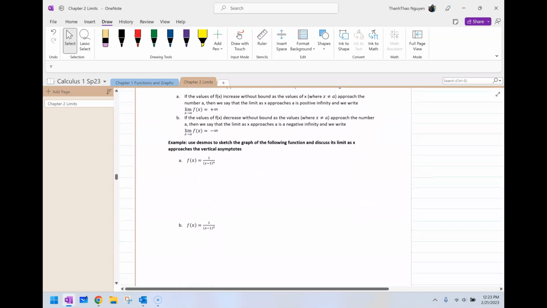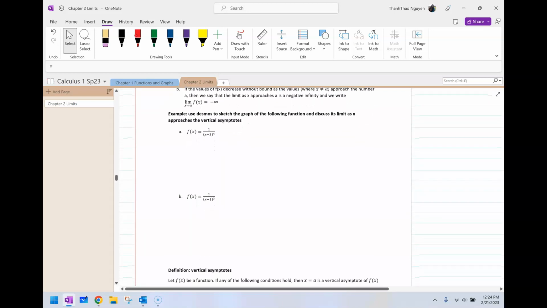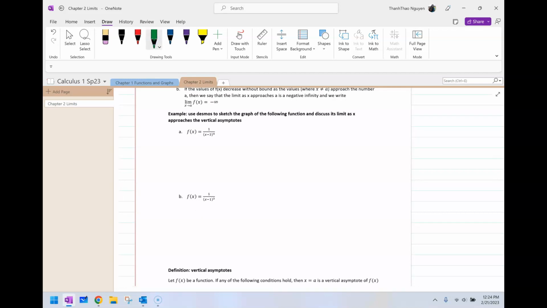So let's go ahead and use Desmos to sketch the graph of the following function and discuss the limit as x approaches the vertical asymptote. Alright, so what is the vertical asymptote in this case? Well, the vertical asymptote is x equals 3 in this case, right? So let's see what happens for the limit as x approaches the vertical asymptote from the left, and the limit as x approaches the vertical asymptote from the right.